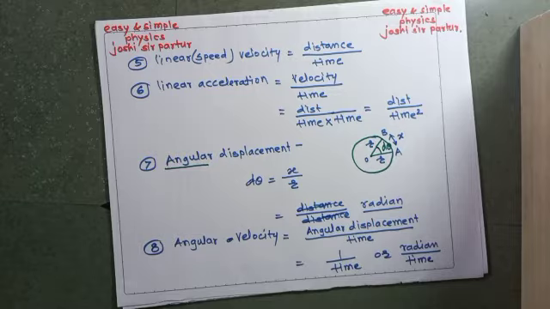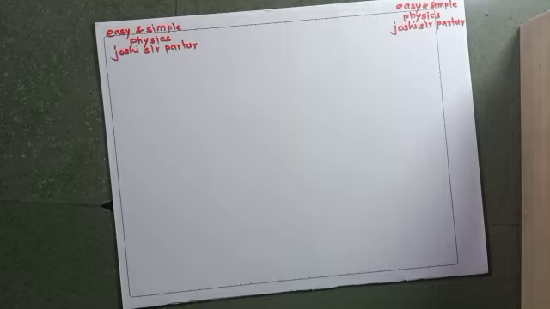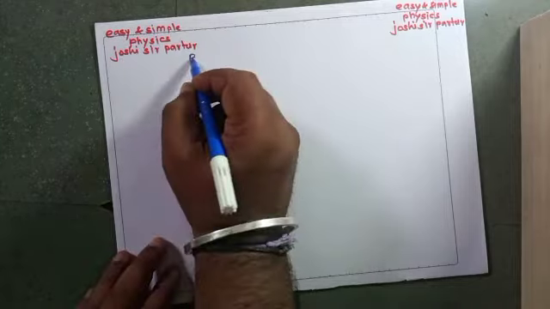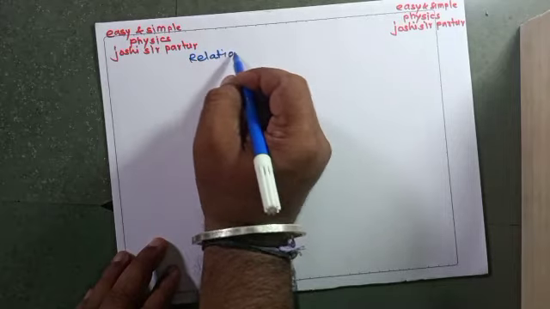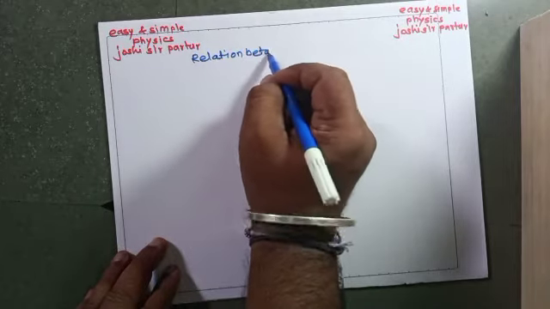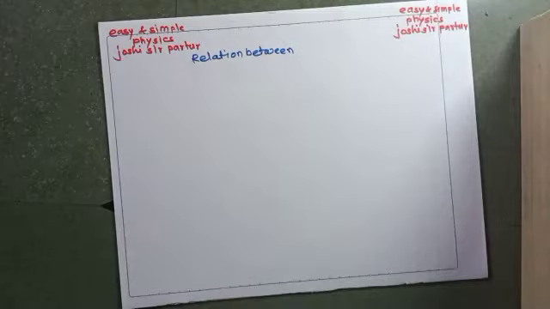Here the ninth physical quantity we will see is the relation between linear and angular speed.